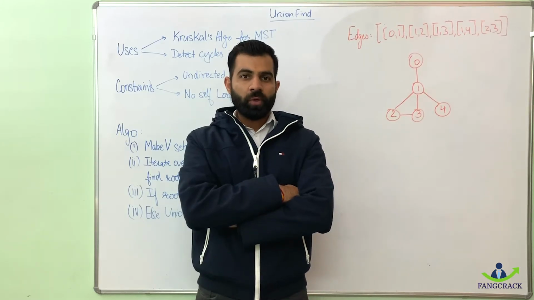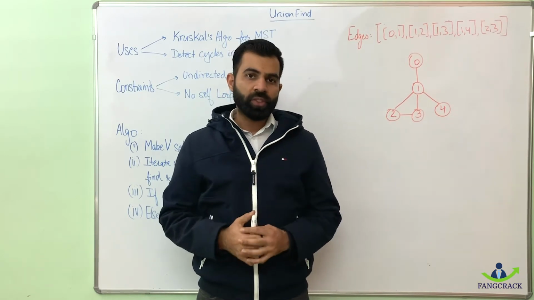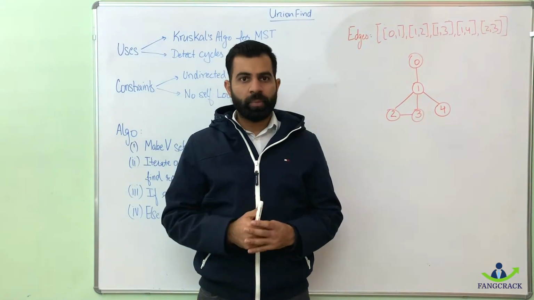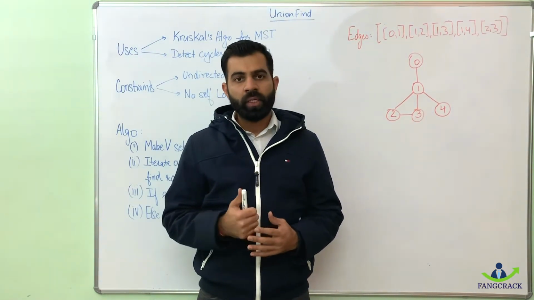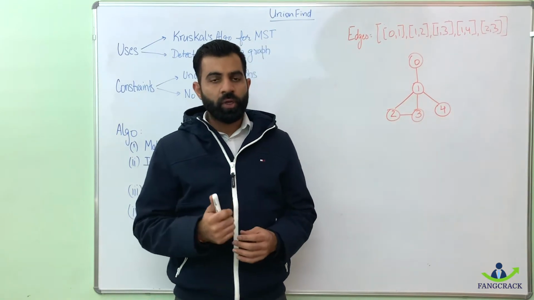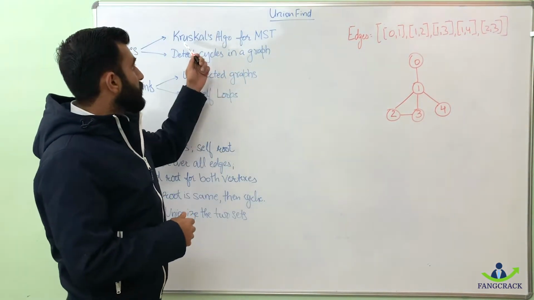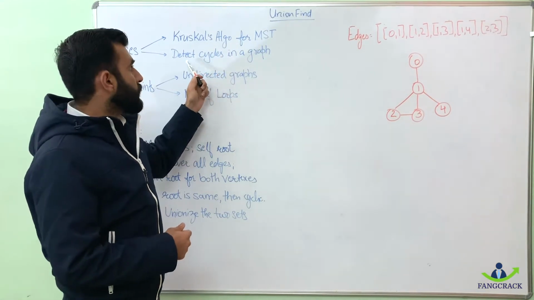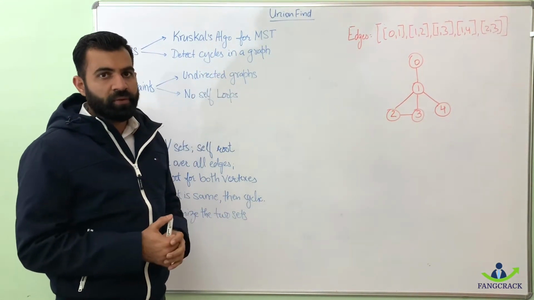Hello, let's talk about disjoint set data structures, also known as union find. A disjoint set data structure is used to keep track of a set of elements partitioned among disjoint, non-overlapping sets. This kind of algorithm is used in Kruskal's algorithm for finding the minimum spanning tree of a graph. Also, it is used to detect cycles in a graph.